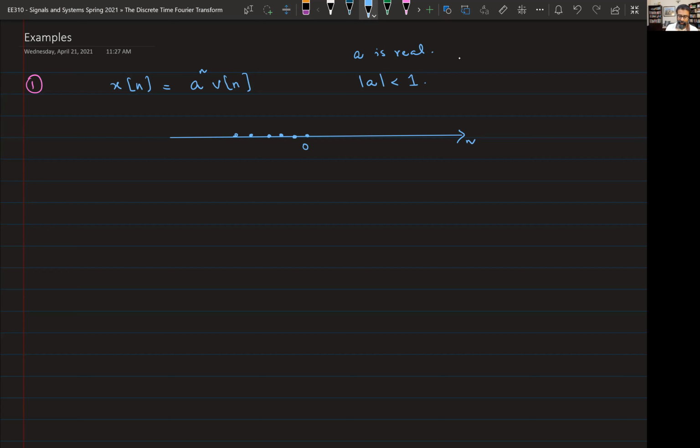And at 0, the value is 1. Then, as Abdullah says, it's an exponentially decaying function. So this is going to be A here, and then A squared, and then A cubed, and this exponentially decays, and so on and so forth. Why? Because this is A raised to power n, if A is less than 1.